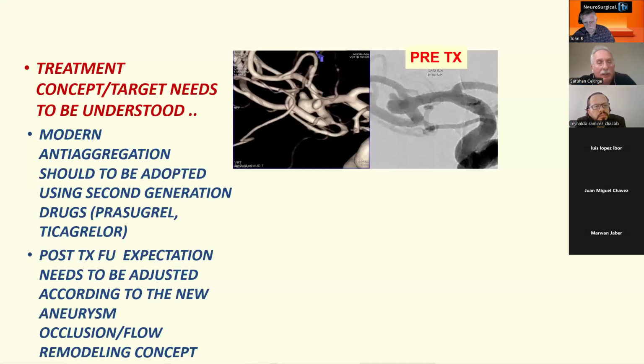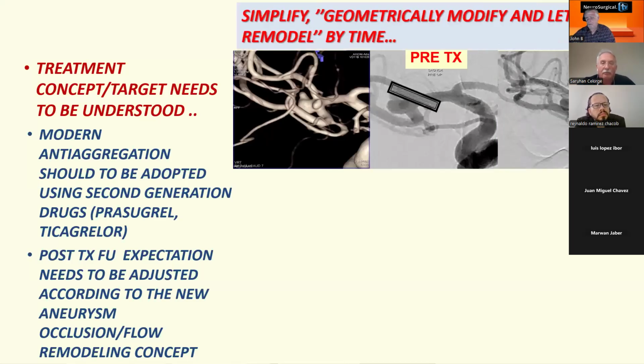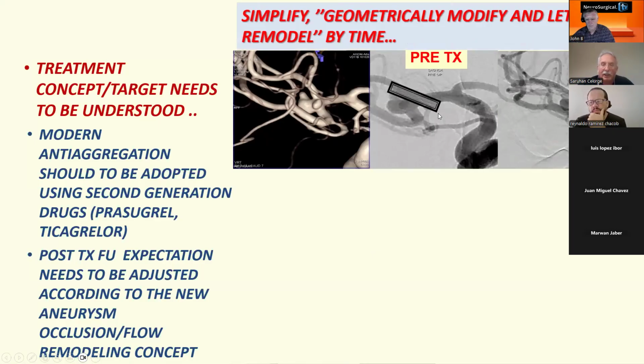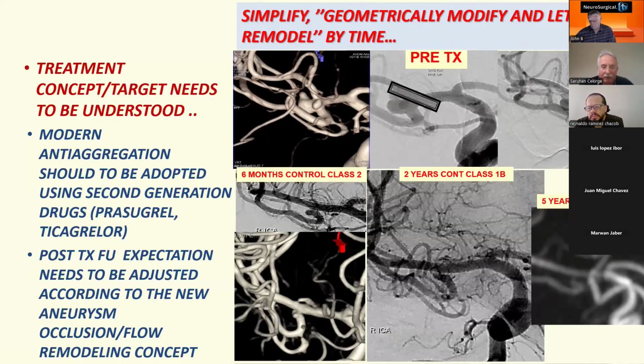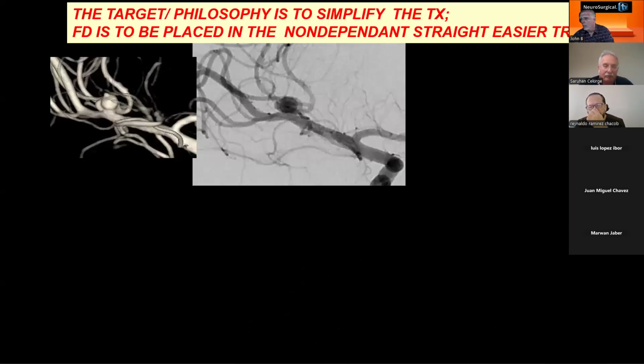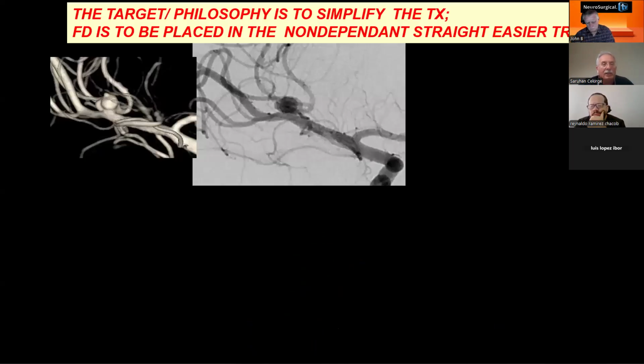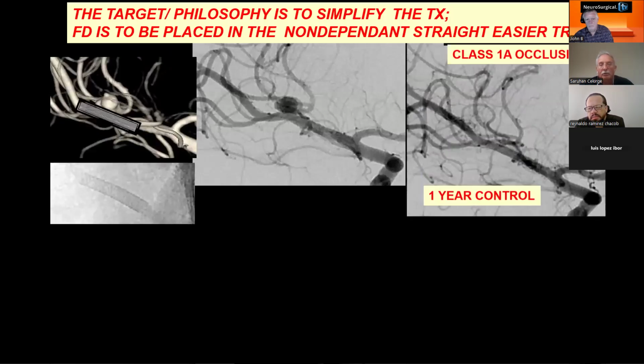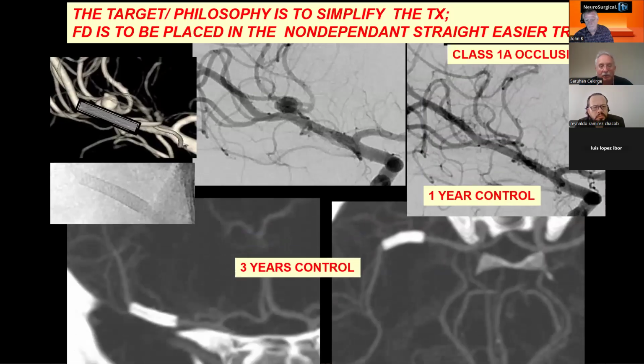So the treatment concept and target needs to be understood. First thing, we call it simplify, geometrically modify, and let it flow remodel by the time. So this is a complex aneurysm. Superior trunk is the easy trunk. Simplify, geometrically modify, and let it remodel. So remodel 6 months and 2 years and 5 years. And basically you go to the non-dependent, straight, easier trunk if there is one tougher trunk, as in this case. You go there, you place your pipeline, and this is a class 1A occlusion.